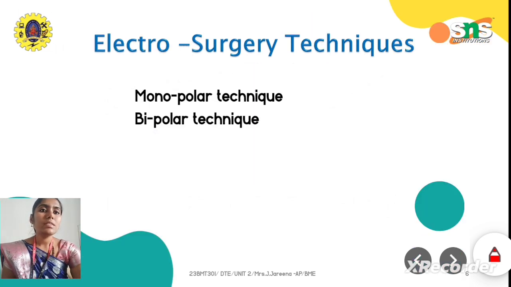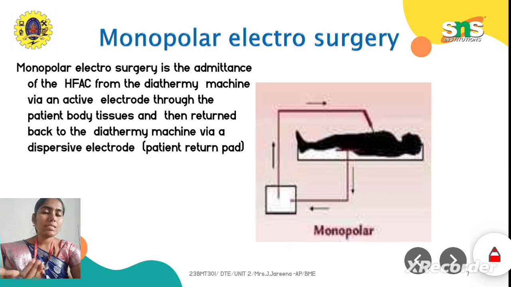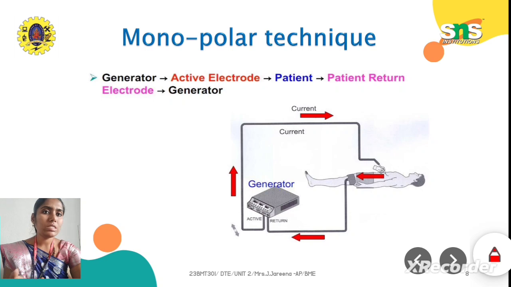Next, I'm going to tell what techniques are used: bipolar and monopolar. As I discussed before, in the monopolar technique we are using two electrodes. One is the active electrode, another one is the patient return electrode, right? So this is the current path, the way the current flows and returns back into the machine. Just note it down.